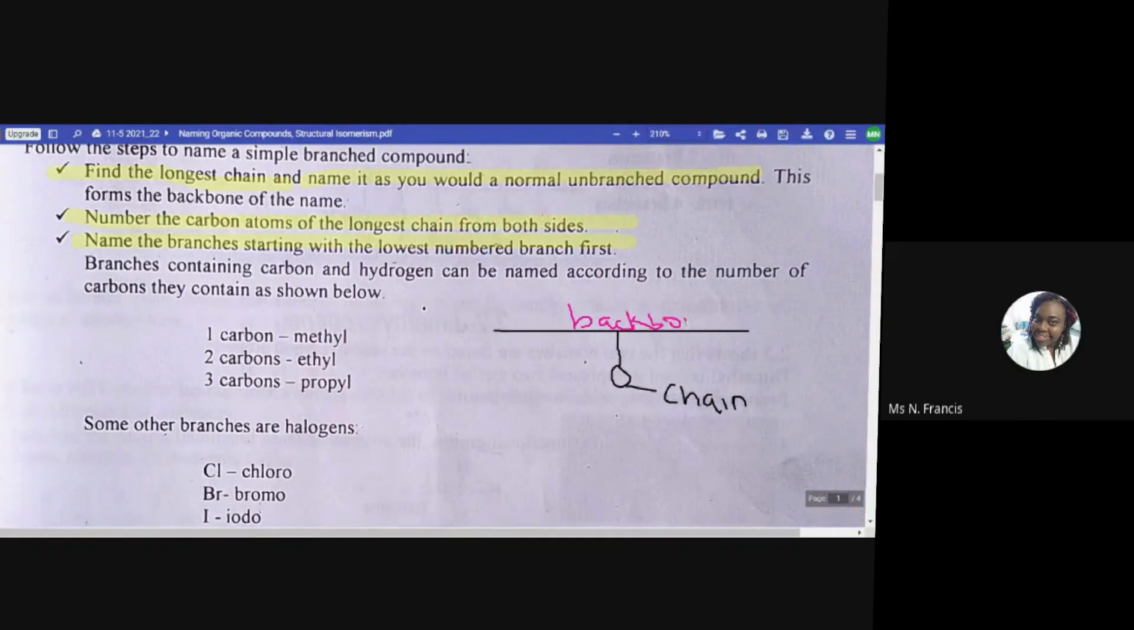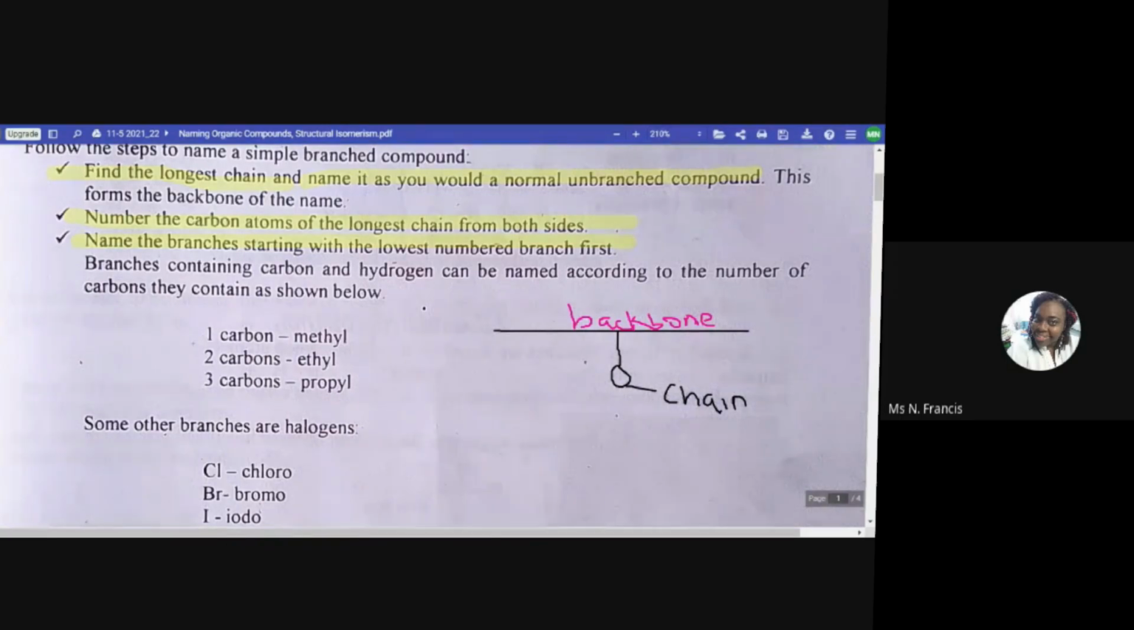So that's the word I'm looking for. So the longest chain is your backbone. Once you have something coming off your backbone, it is known as a chain, or a branch. So there are different chains. We can have chains that are made up of carbon atoms.